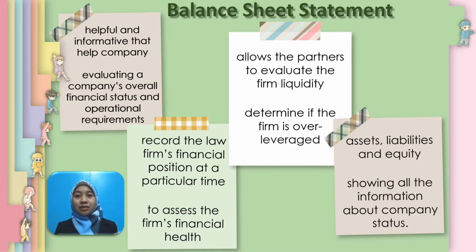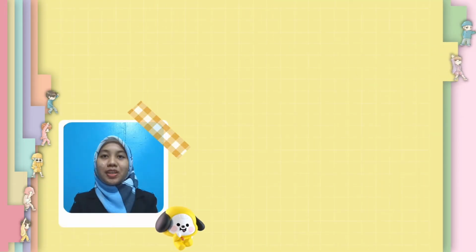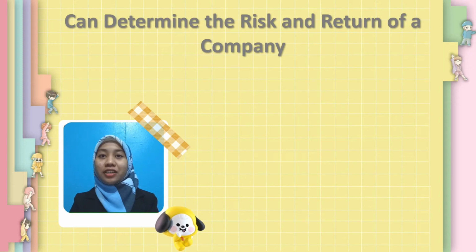In financial statements, the balance sheet report presents three main elements, which are assets, liabilities, and equity or capital of the entity. The balance sheet lists all the company's assets: accounts receivable, cash balance, fixed assets, and inventory. Thus, the balance sheet is very important and beneficial for the company because it shows all the information about the company's status. The balance sheet can determine the risk and return of the company.